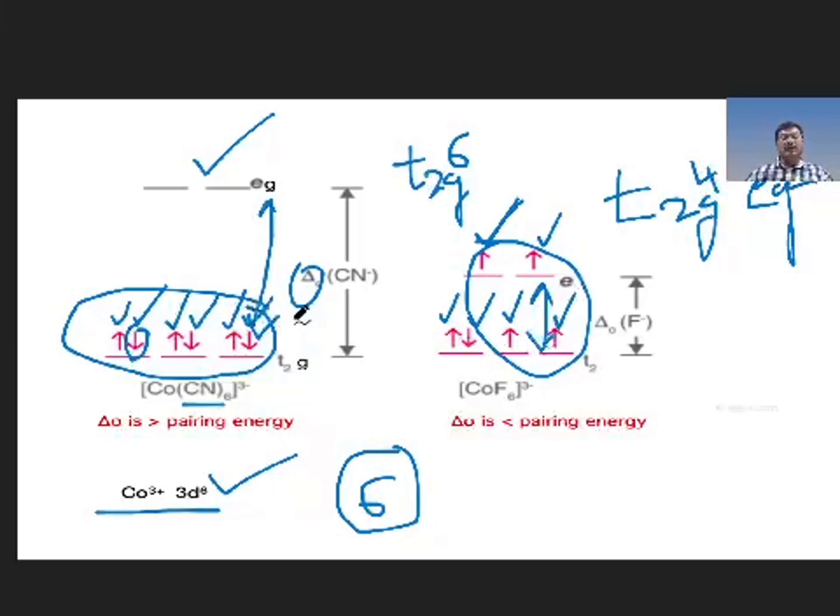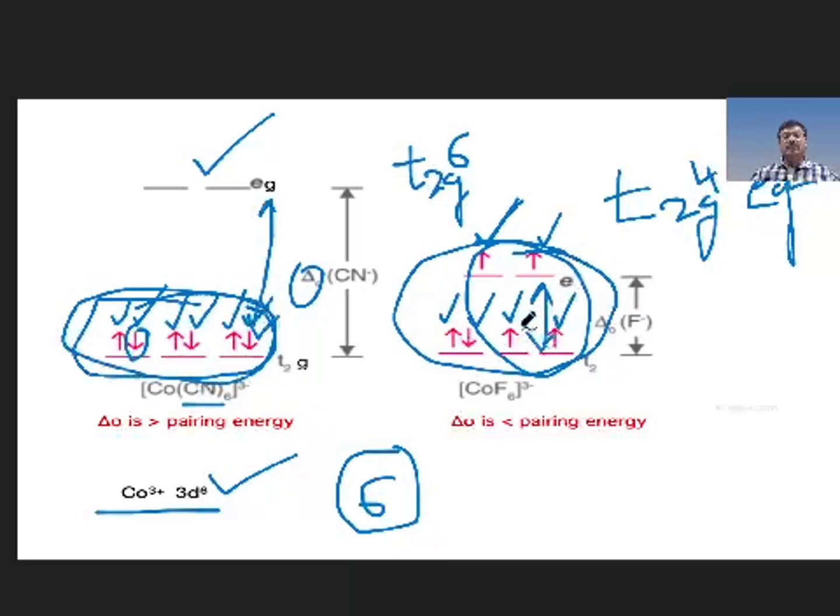According to this, you can know many types of properties. For example, when you come to magnetic property, it is a diamagnetic compound because there is no unpaired electron, and it is a ferromagnetic compound because it has 4 unpaired electrons. That means when cobalt is attached to fluoride, it is a ferromagnetic compound. When cobalt is attached to cyanide, it is a diamagnetic compound.